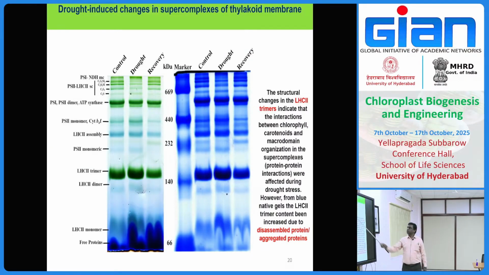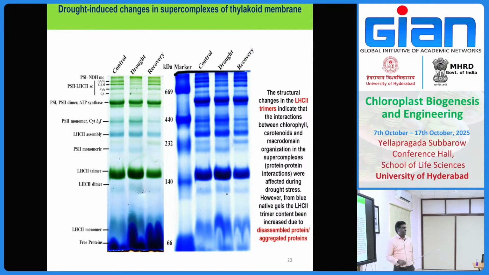So this is the one. Drought, control, and recovery. The thylakoids are separated using beta-DM, by electrophoretic mobility. All these complexes: in drought, most of the complexes are almost intact, but there are some differences, especially the dimer and LHC2 trimer. Dimer is a little increased. This is only Coomassie staining. Both are the same. To see much clarity, we have done the Coomassie. And there are some differences, especially the supercomplexes. Supercomplex means bigger complexes, and the larger complexes got affected by the drought.